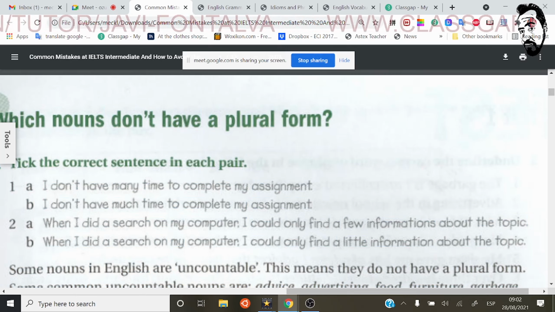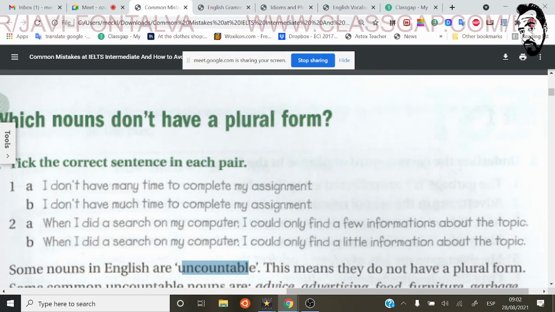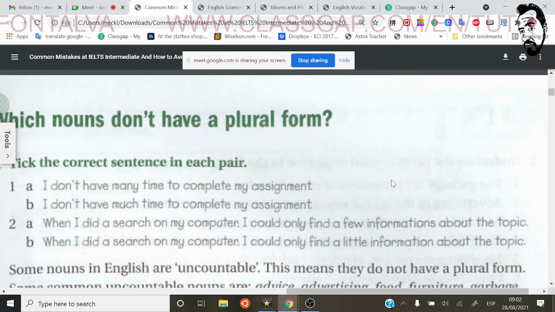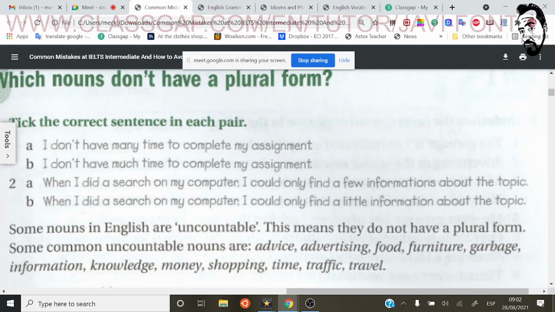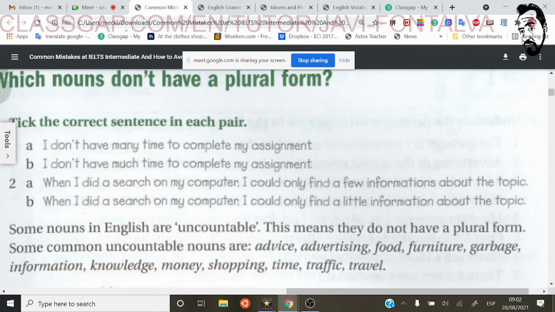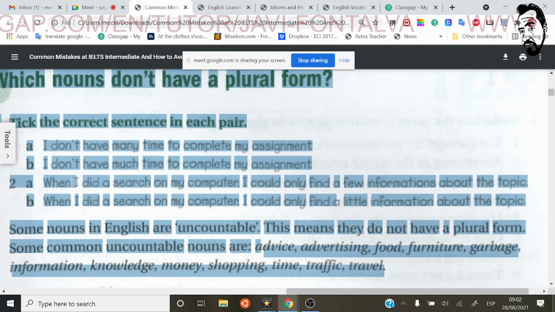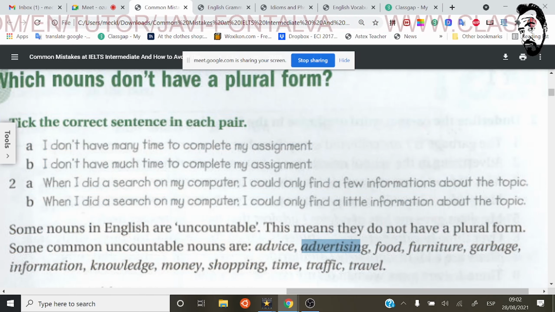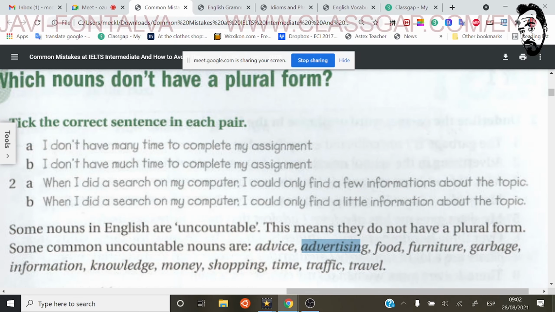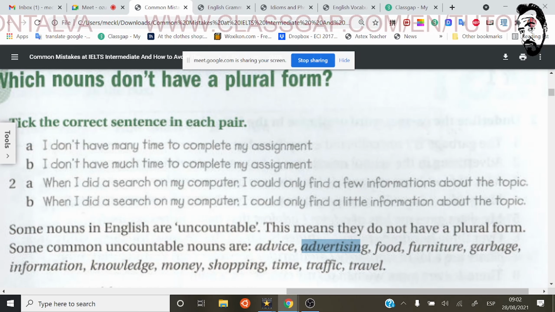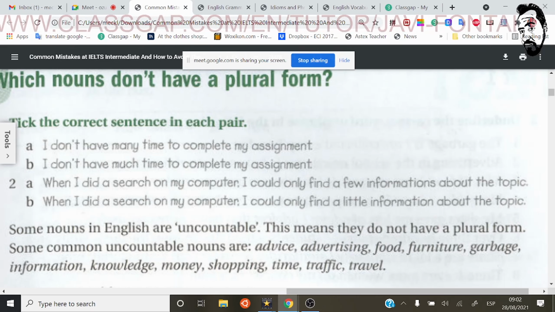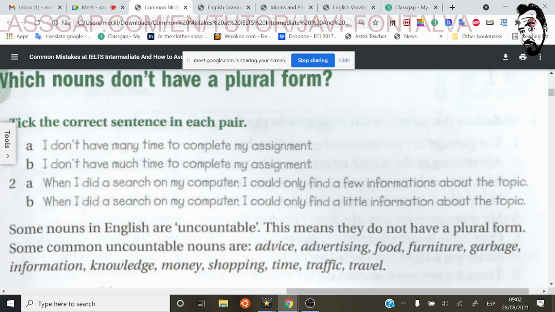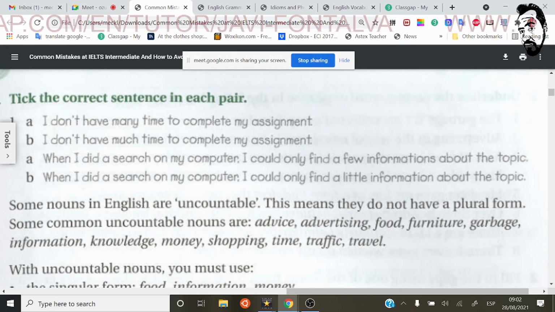So, in English, some nouns are what we call uncountable. That means with these nouns, you cannot use the plural. For example, uncountable nouns: advice, advertising, food, furniture, garbage, information, knowledge, money, shopping, time, traffic, travel. So these nouns cannot be used in the plural. You cannot add an S.